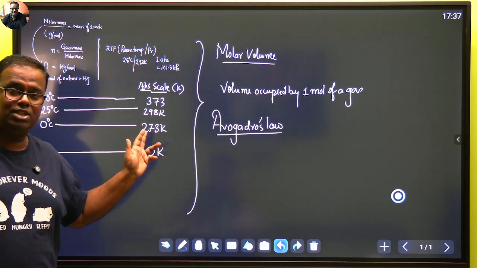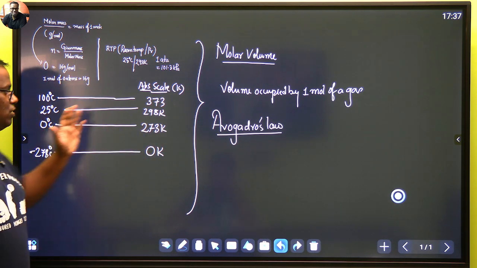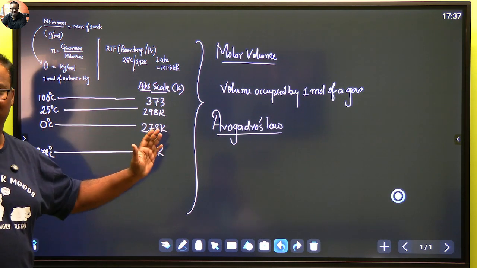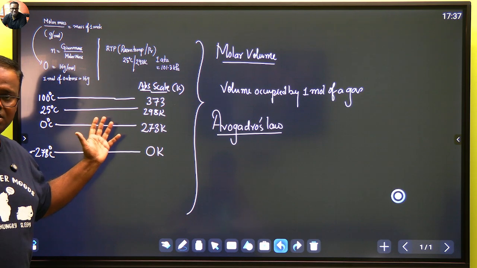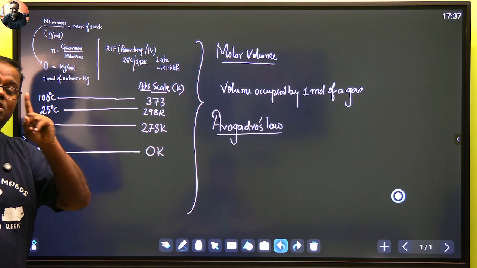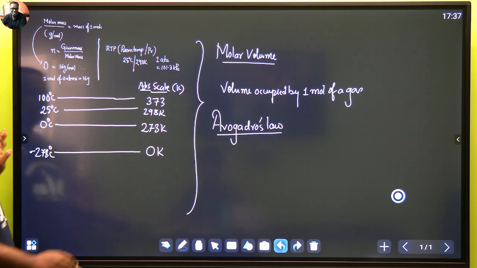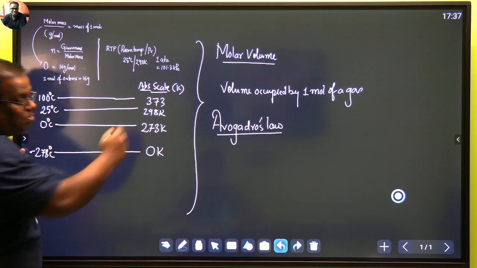That's why pay attention here. The difference of temperature will always remain the same. 25 degrees and 26 degrees, the temperature difference is 1 degree Celsius. And the difference here also will be 1 Kelvin.